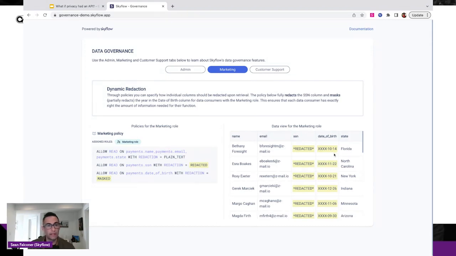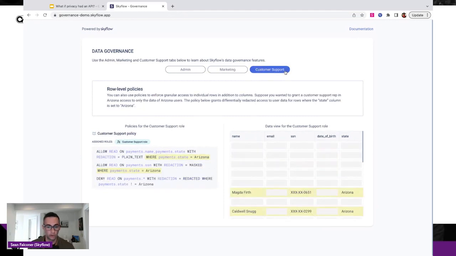And for date of birth, they don't need to know how old somebody is, but they might want to know the month and day they were born in order to send them a birthday announcement each year. So these policies on the left here essentially are what control access to the vault information. So we're allowing read on name, email, and state in plain text, allowing read on the social, but it's redacted in this case, and then allowing read on date of birth in a masked form. So pretty simple to build these types of policies really, really fast.